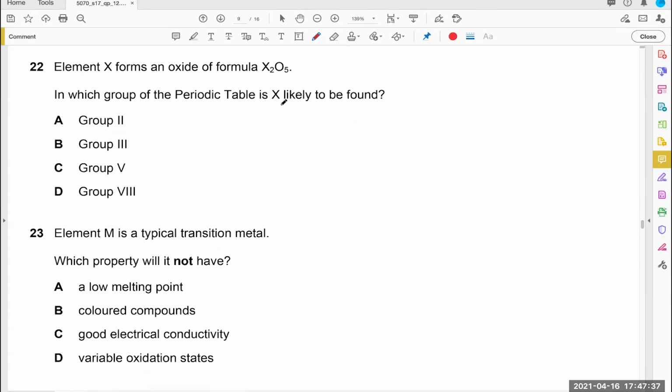Element X forms an oxide of formula X2O5. In which group of the periodic table is X likely to be found? यहाँ पर हम देख लेते हैं कि हमारे पास ऑक्साइड है और ग्रुप देख लेते हैं कि 5 यहाँ पे आएगा, 2 यहाँ पे आएगा, तो X पॉजिटिव 5 हो सकता है, O नेगेटिव 2 हो सकता है. That is one option. और इस ऑप्शन से हमें पता ही लग रहा है कि वो ग्रुप 5 में. Sure. सो ये एक पॉसिबिलिटी. I am not saying कि वो सिर्फ यही होगा, but there is a possibility. Any other is not likely.